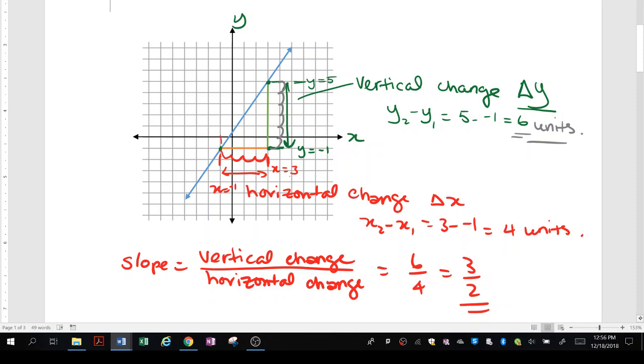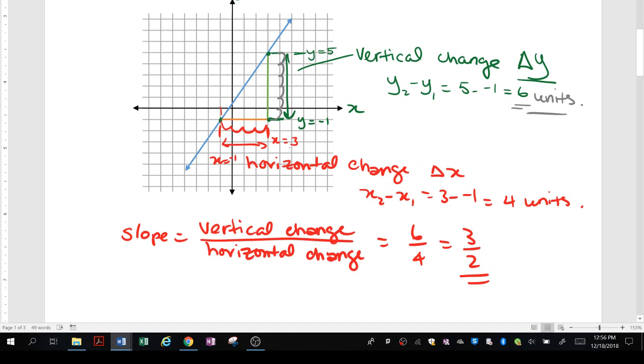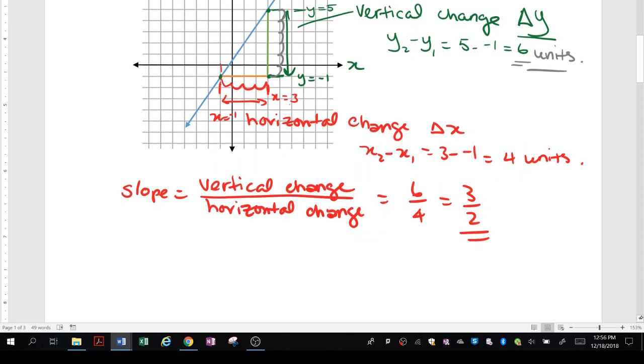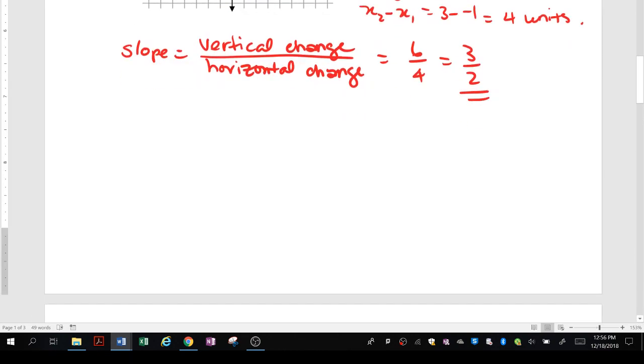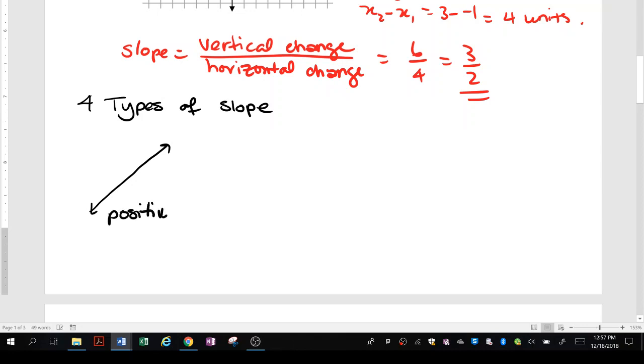Now, there are 4 directions for slope. So slope determines the steepness, but then there's also a directional value. So let's take a look at the 4 directions, or 4 types of slope. A line like the one we saw above that is going upwards as we read the line from left to right, this is called a positive direction or a positive slope.